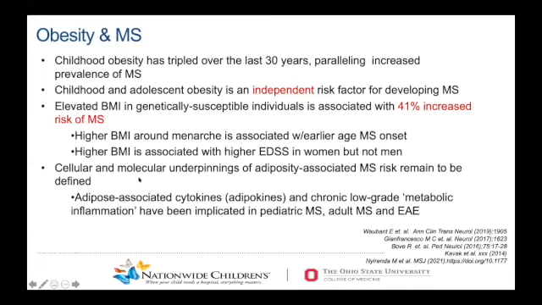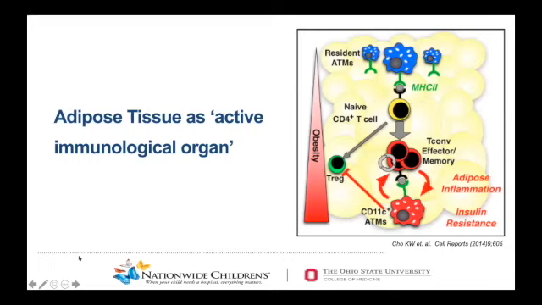So the cellular and molecular underpinnings of adiposity-associated MS risk remain to be defined. However, adipose-associated cytokines, adipokines, and chronic low-grade metabolic inflammation have been implicated in pediatric MS, adult MS, and the animal model used to study MS called EAE. So now I want to turn our attention to what I have found to be a very fascinating area of research, really looking at adipose tissue as an active immunological organ.